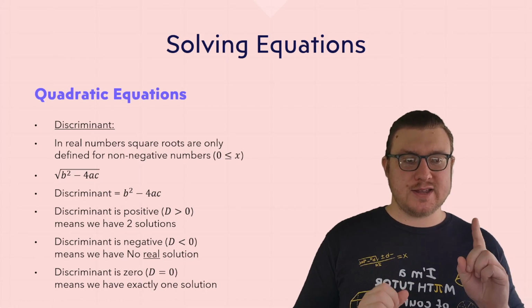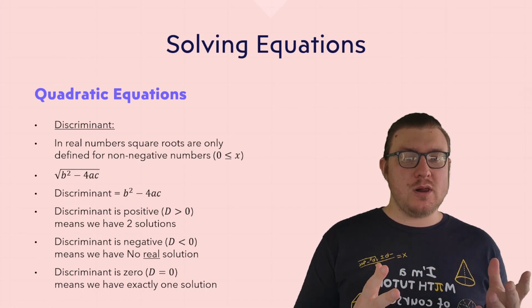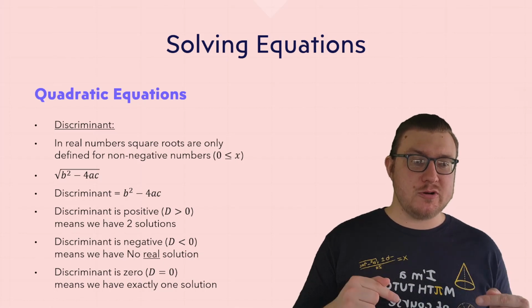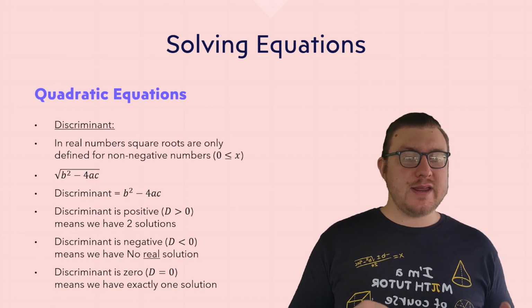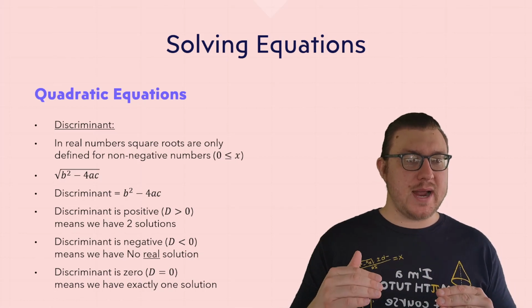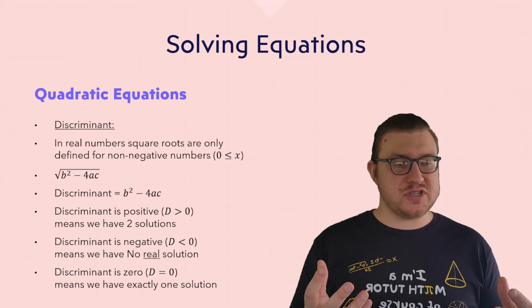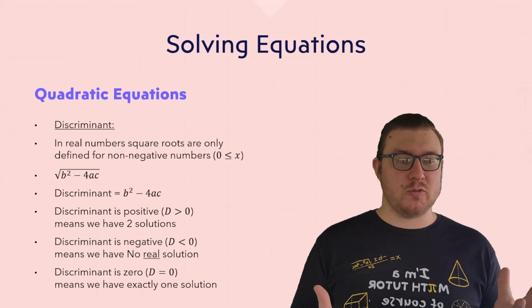Now, why does this give us exactly one solution? Well, we're going to have the square root of 0, which is 0. And then in the formula, we have a plus and a minus. Positive 0, negative 0, all the same. So we end up with just one number.